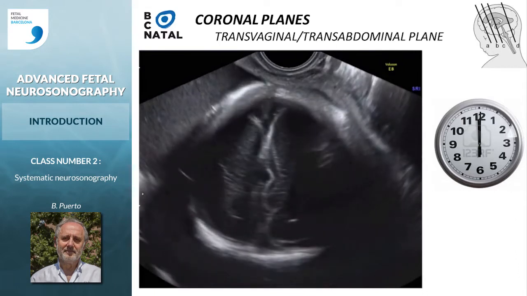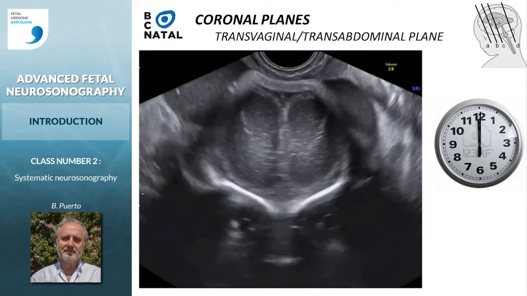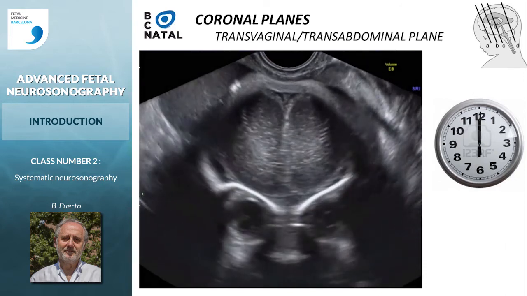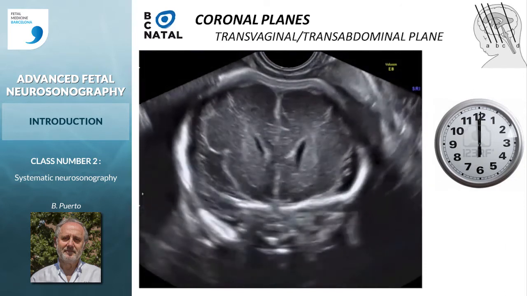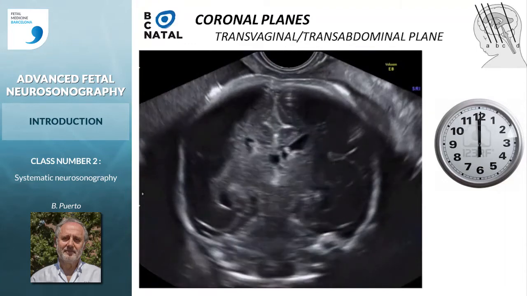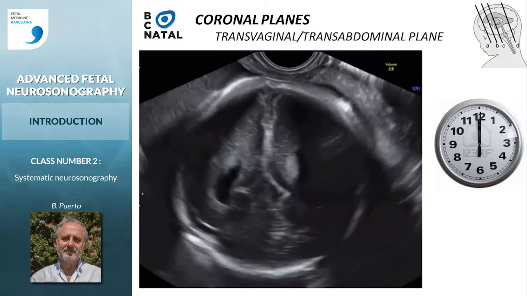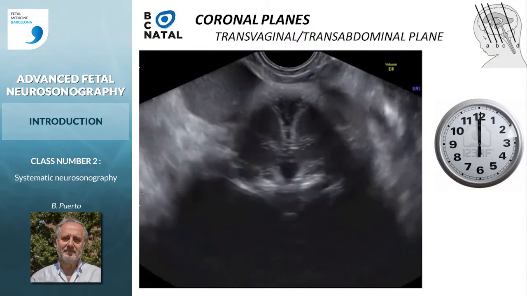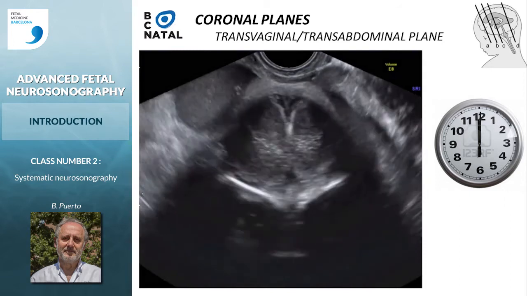Normally, these sections are done through a transvaginal access, but obviously, if the fetus is in breech position, we will do it transabdominally. We rather use, if possible, the transvaginal access because the distance is not the same and the resolution of the image is better with the transvaginal access.